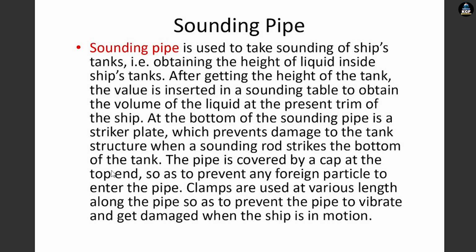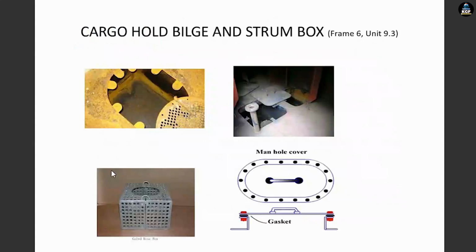The pipe is covered by a cap at the top end so as to prevent any foreign particle from entering the pipe. Clamps are used at various lengths along the pipe so as to prevent the pipe from vibrating and getting damaged when the ship is in motion.